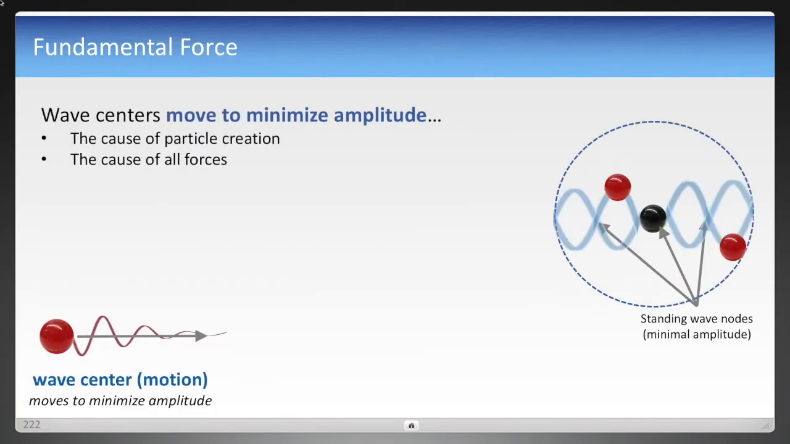And a fundamental force, right? Wave centers move to minimize amplitude, and it's the cause not only of particle creation, but it's actually the cause of all forces as well. So there is really only one fundamental rule here for force.